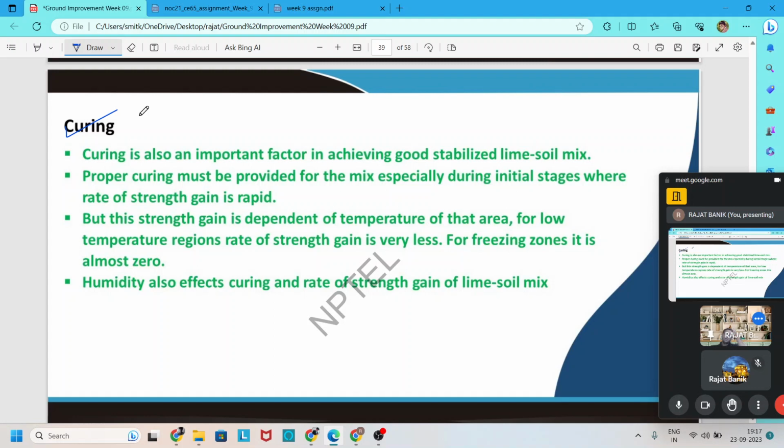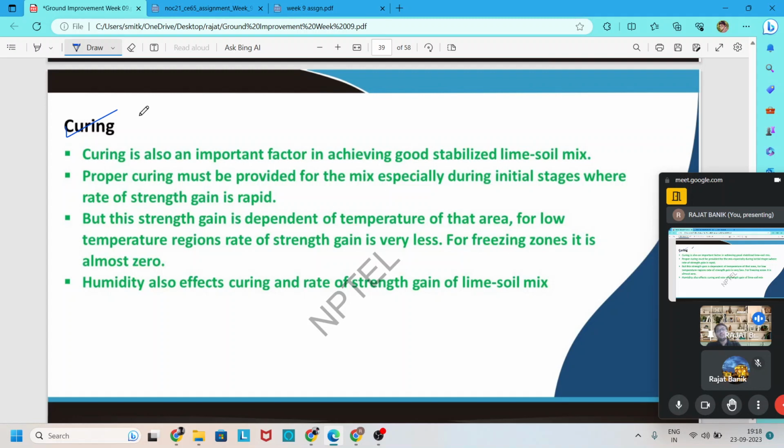Now we come to curing. Curing is also an important factor in achieving a good stabilized lime soil mix. Proper curing must be provided for the mix, especially during the initial stages where the rate of strength gain is rapid. But this strength gain is dependent on the temperature of that area. For low temperature regions, the rate of strength gain is very less. For freezing zones, it is almost zero. Humidity also affects the curing and rates of strength gain of the lime soil mix. So these are the points about curing.